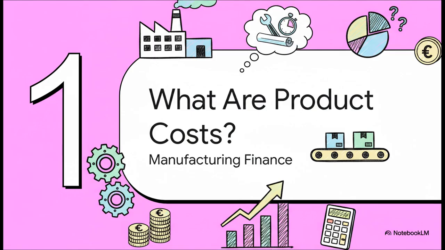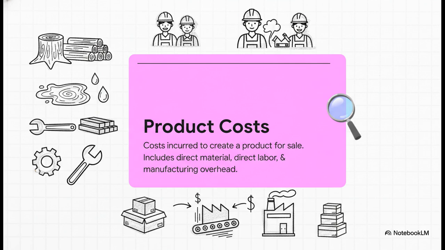What exactly are we talking about when we say product costs? At its heart, it's pretty simple. It is every single cost that happens inside the factory to make a product. And these costs fall into three big buckets that we're going to get to know very well: direct materials, direct labor, and the one that trips a lot of people up, manufacturing overhead.